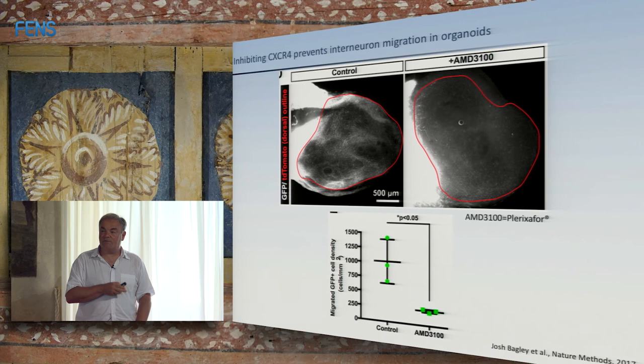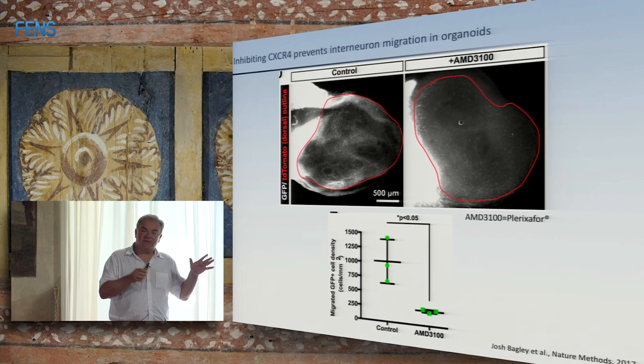So we've generated a system that we can now use to look at the interaction of various different brain regions and to re-establish order in those organoids.